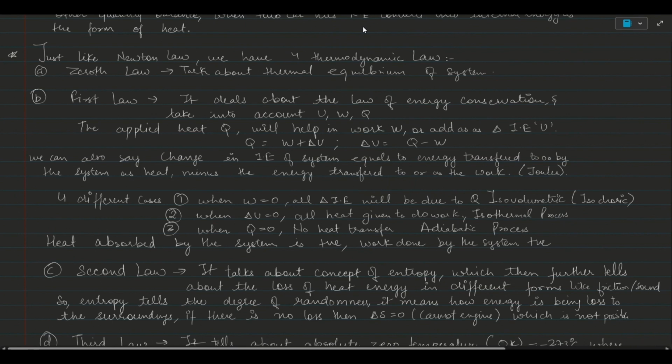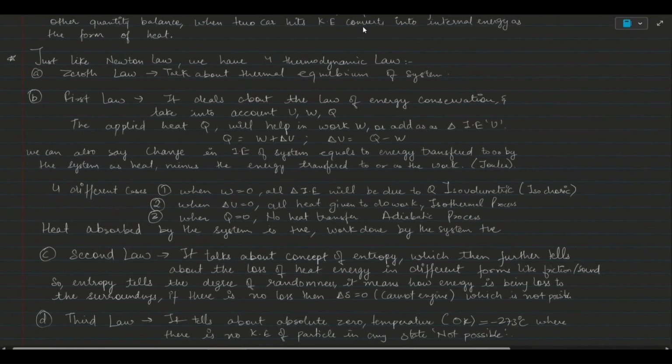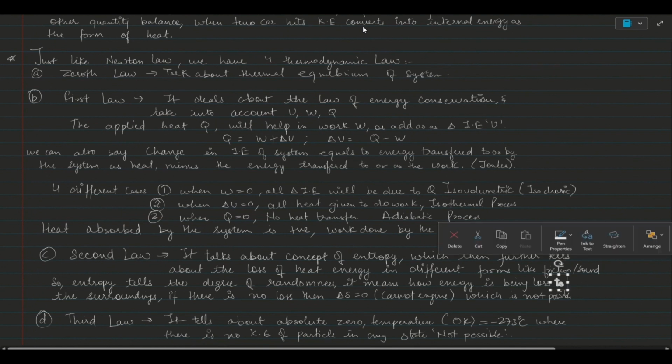Now we all know about Newton's laws, correct? Newton has given us three laws. Accordingly, thermodynamics also has three laws in general, but there was another law added, that was the zeroth law. So let's talk about the zeroth law. The zeroth law simply lets us know about the thermal equilibrium of a system. That's what we talked about a bit earlier also, but let's take an example.